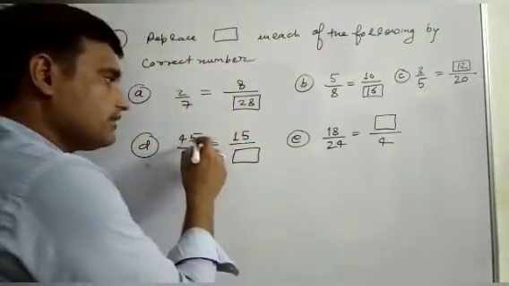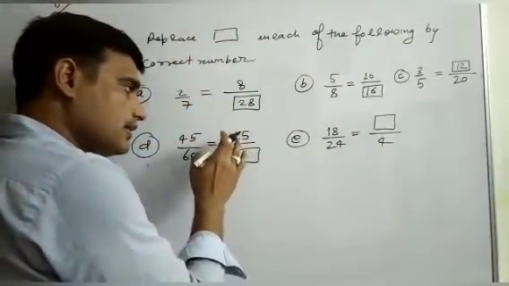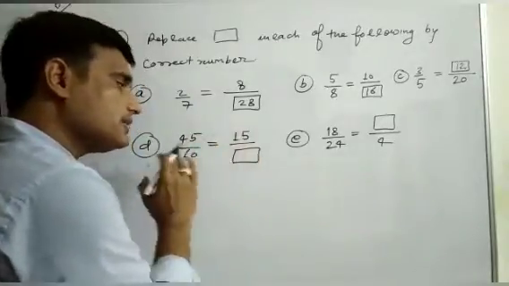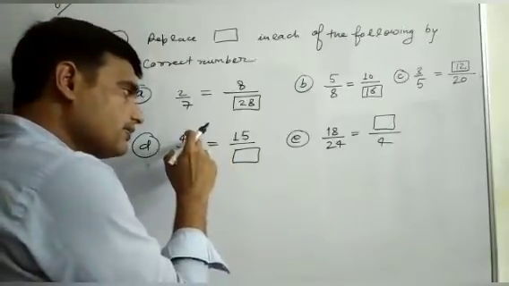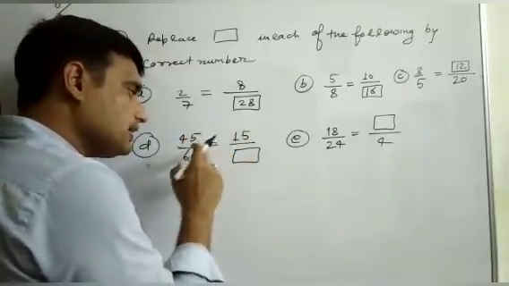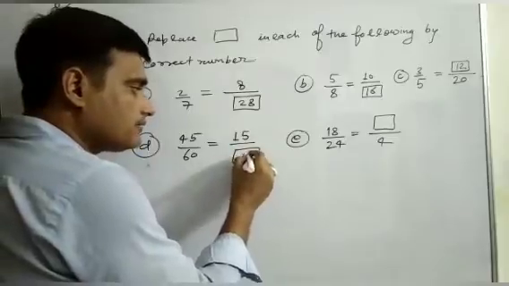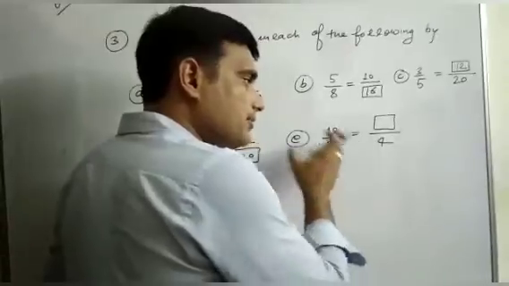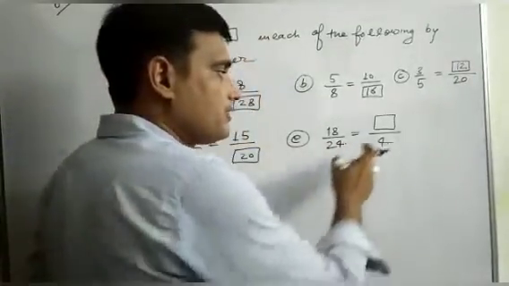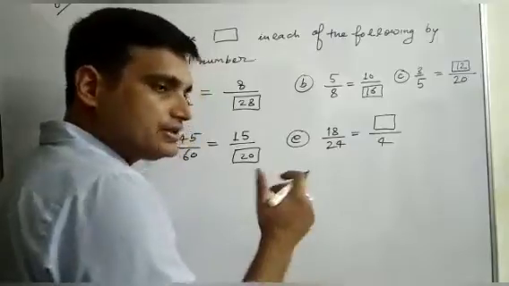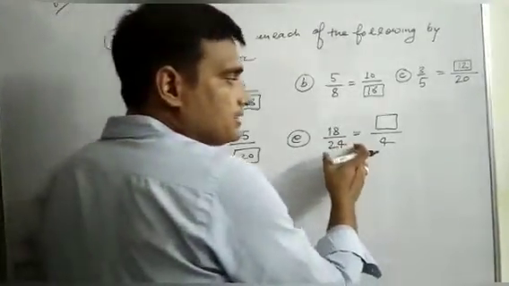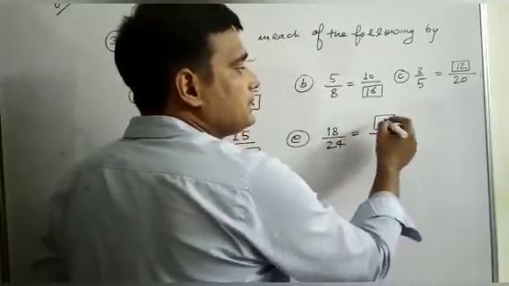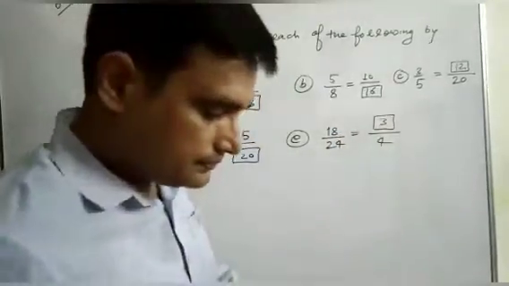Next, 45 upon 60 and 15 upon 20. First we divide 45 by 15, we get 3. It means that 45 divided by 3 we get 15, and 60 divided by 3 we get 20. Understand? Now in the last one, 18 upon 24. 6 times 4 is 24. If we divide 24 by 6, we get 4. Then we also divide 18 by 6, we get 3.